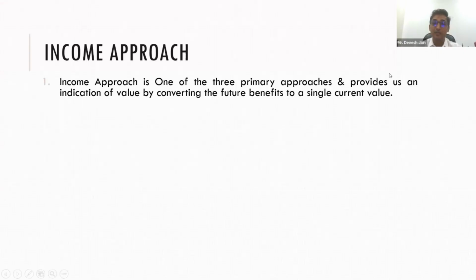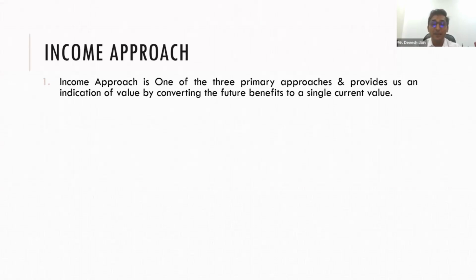The first topic that we'll talk about, we'll just revise some of our concepts in 5 to 7 minutes, and then we can go with the case study. So basically, rental approach comes under the topic of income approach. Income approach is one of the 3 primary approaches and provides an indication of value by converting the future benefits to a single current value.